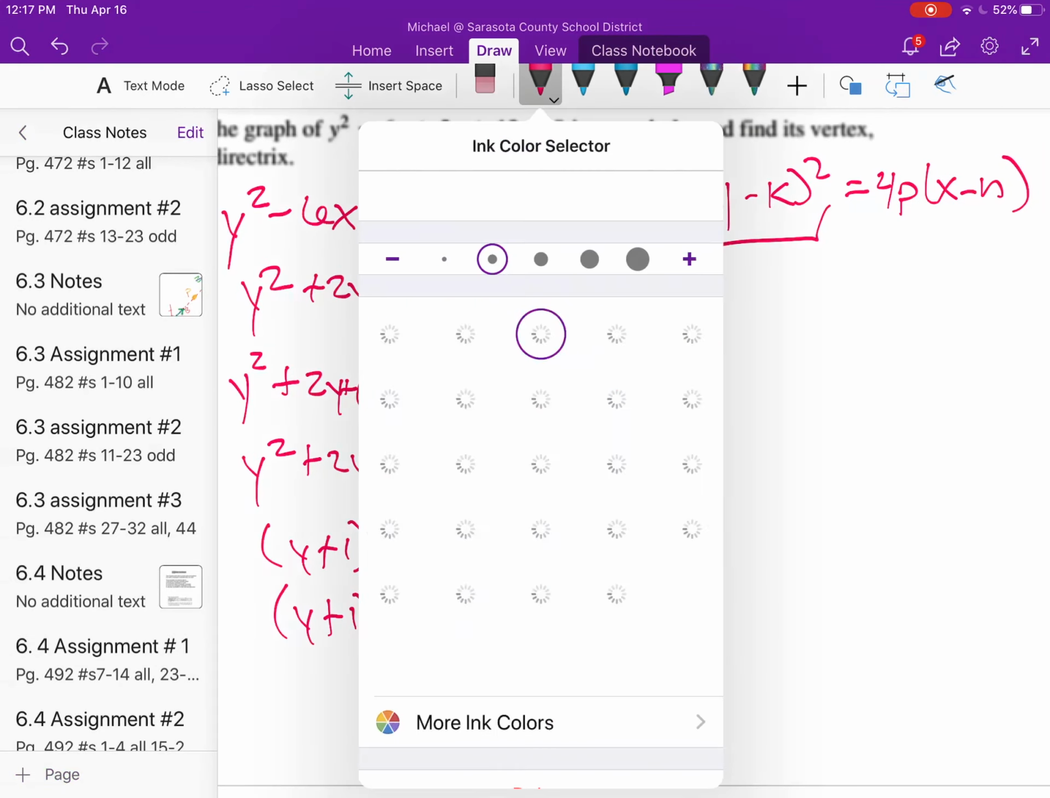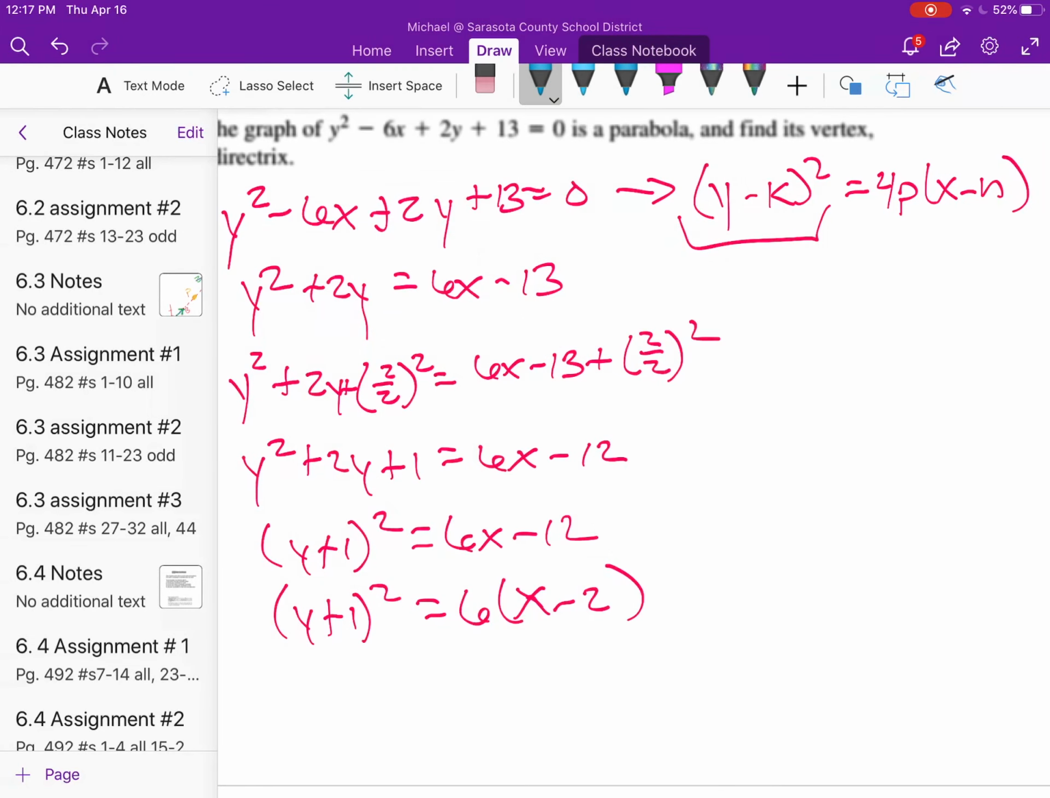And so the vertex, let me change some colors so we can identify some things. Our vertex here, we have x minus 2. So that means that our vertex is going to end up being at positive 2. And then k is a positive 1, so it's going to be the opposite of what we see. So 2, negative 1.